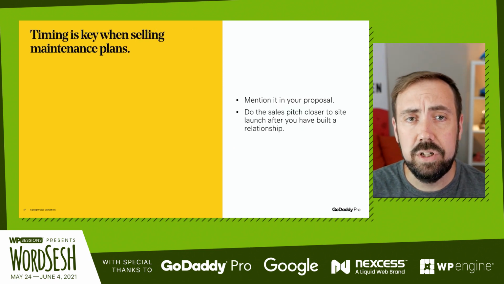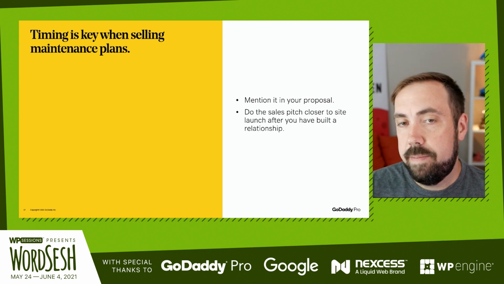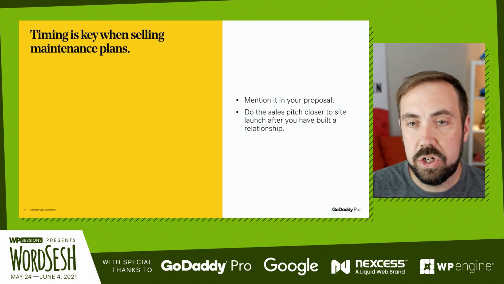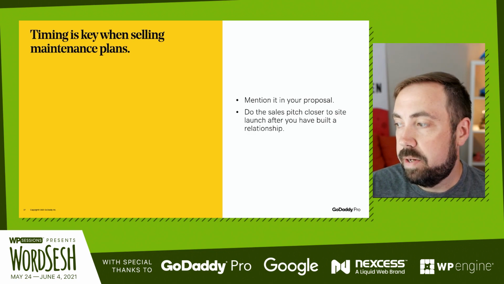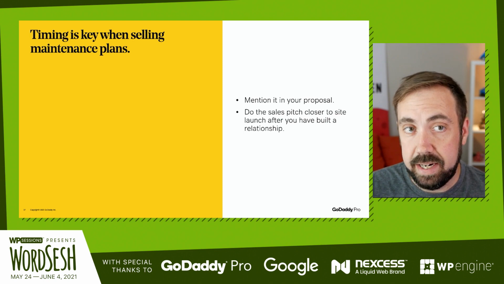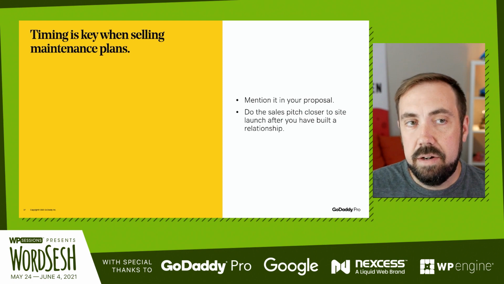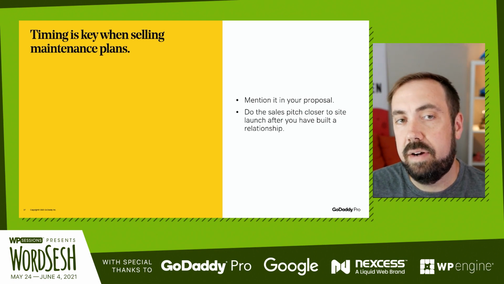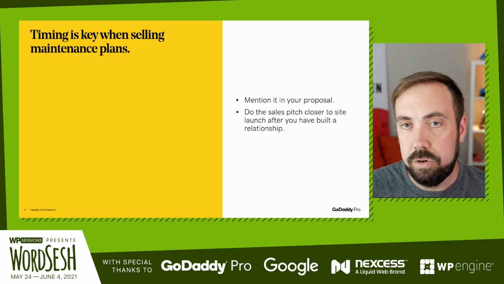Timing is the key when you're selling these maintenance plans. I mention it in my proposal, but I don't really do the full sales pitch until we're closer to launch. This way, we've already built that relationship. They already have a trust in us. It's a lot easier to sell than in the beginning when you're presenting them the numbers of the website and they see the cost to build the website. You don't want to be pushing too hard on trying to sell the monthly service until after you've already got that website mostly built.